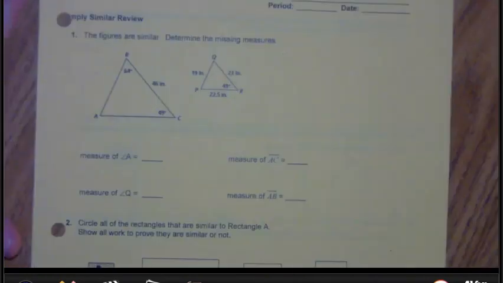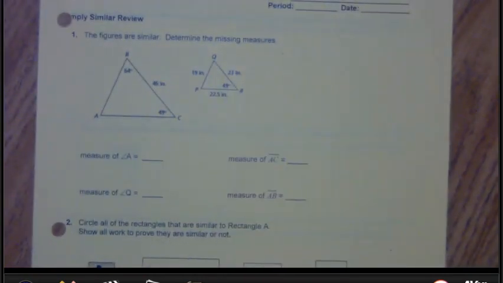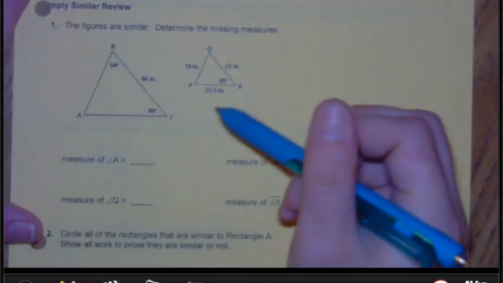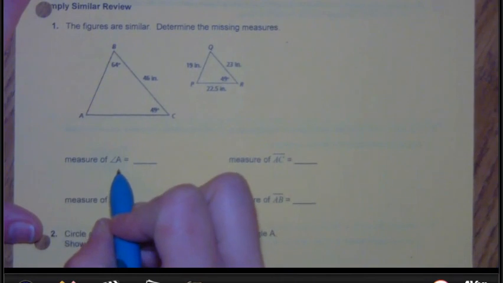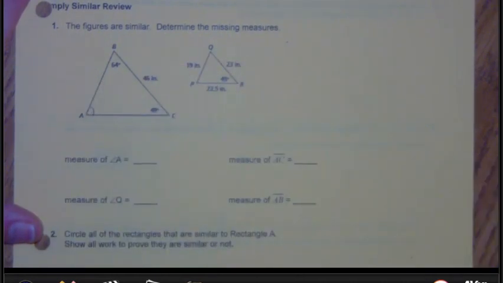All right, if you would please grab out your Similar Figures review, and we're going to go through every question together. All right, so number one, the figures are similar. Determine the missing measure. So I've got angles A, B, C, P, Q, R. The first one: I want to know what is the measurement of angle A, meaning I want to know what is the degree number of angle A.